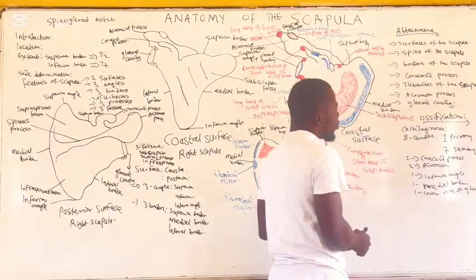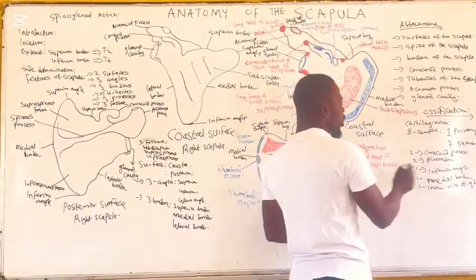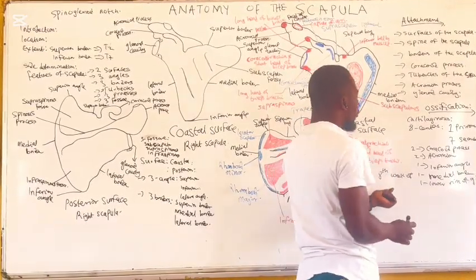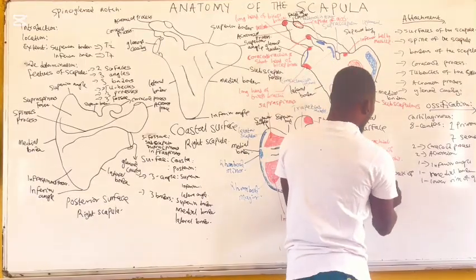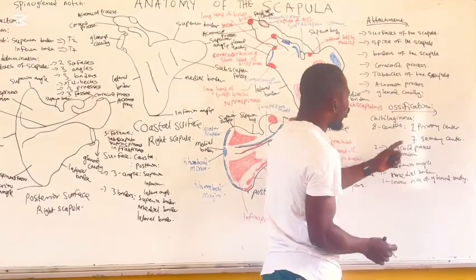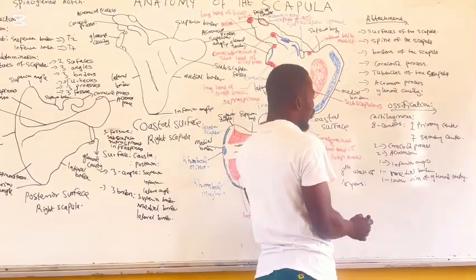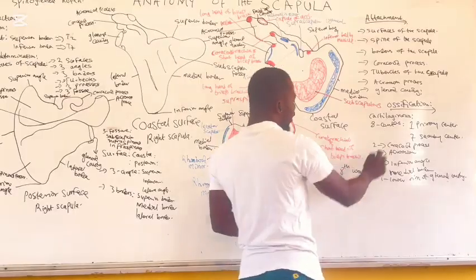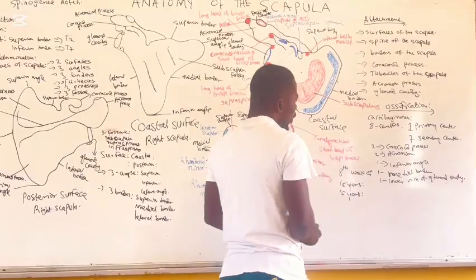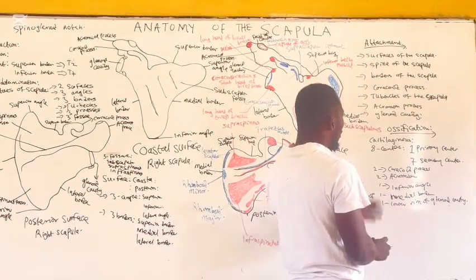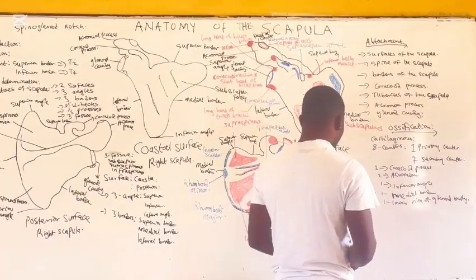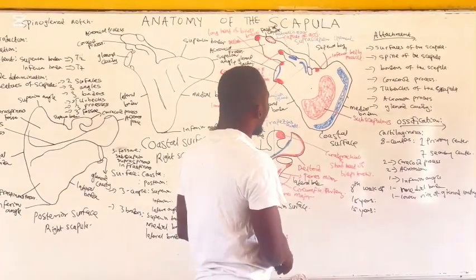The primary center in the body appears at approximately 8 weeks of intrauterine life and it fuses at approximately 15 years. The first secondary center, on the coracoid process, appears at 9 years of postnatal life and it also fuses at approximately 15 years. The remaining secondary centers appear at puberty and fuse at approximately 20 years. So that is about the ossification of the scapula.